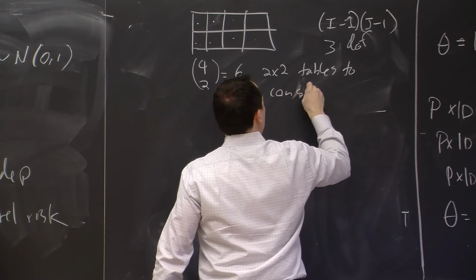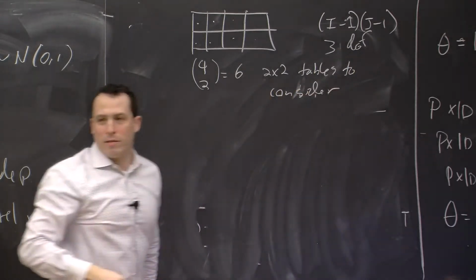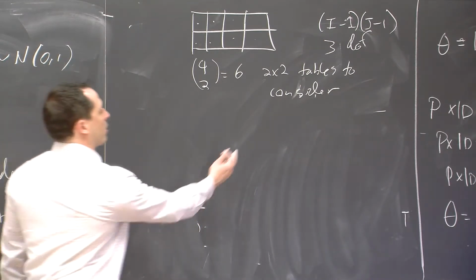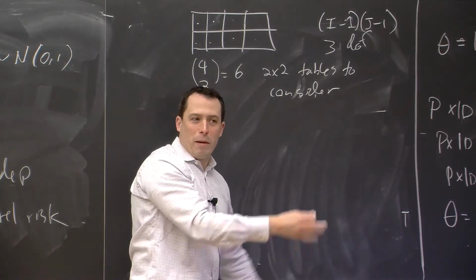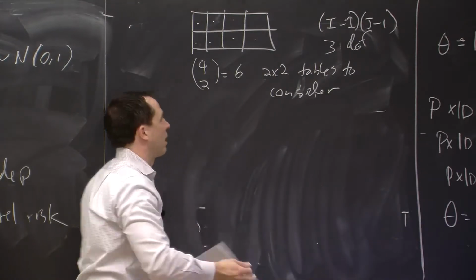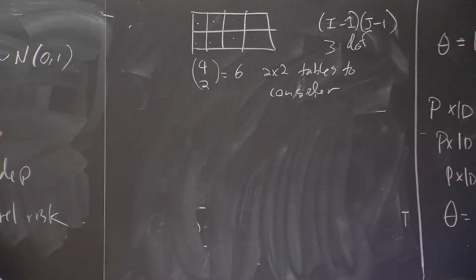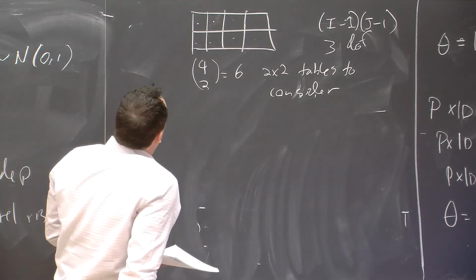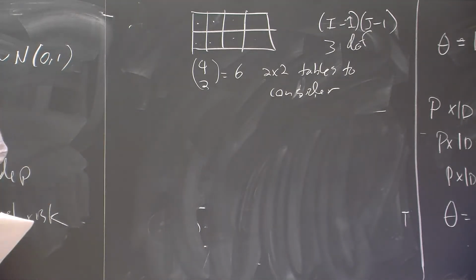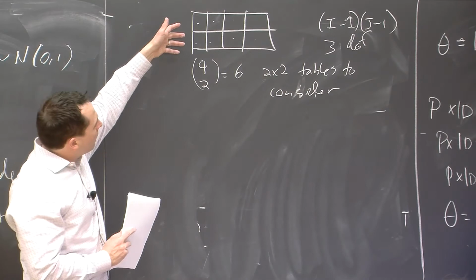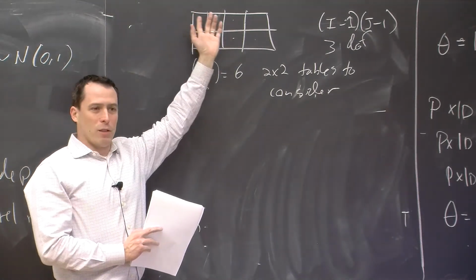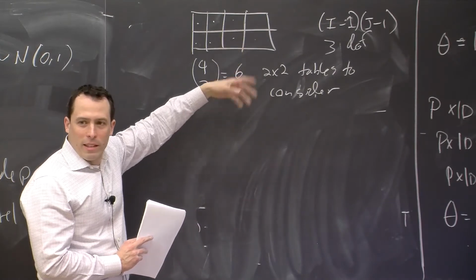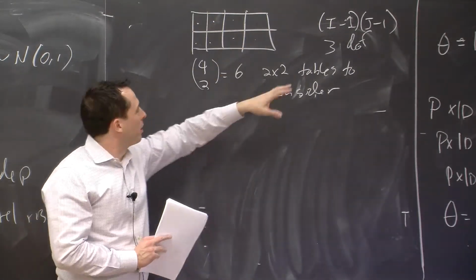To consider, but there are only 3 degrees of freedom. What that's telling us is that these 2 by 2 tables aren't independent. If I know 3 of them, I know the other 3. I can compute them by adding and multiplying as appropriate. Unfortunately, you have a choice to make as to which ones you want to use to represent the differences. That's like choosing a parameterization of this probability distribution.